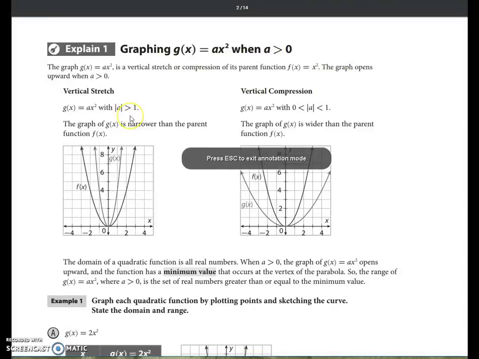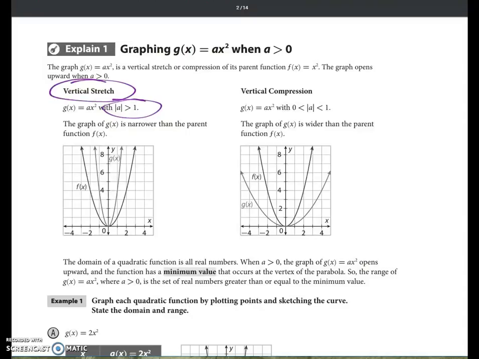So when a is greater than 1, okay, when the value of a is greater than 1, what you're going to have is what we would call a vertical stretch of that parent function. So recall the parent function is y equals x squared. In that parent function, the value of a is equal to 1. Well, if a is a value that's greater than 1, then you're going to get a parabola that is narrower than that parent function.